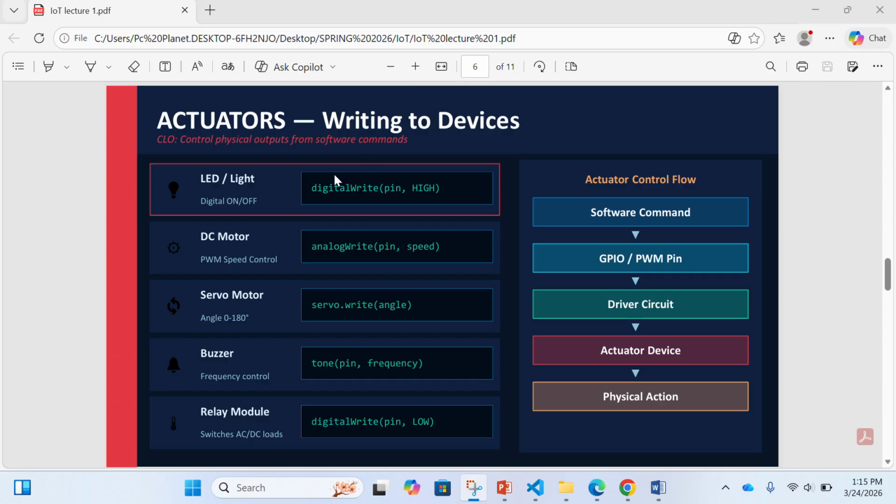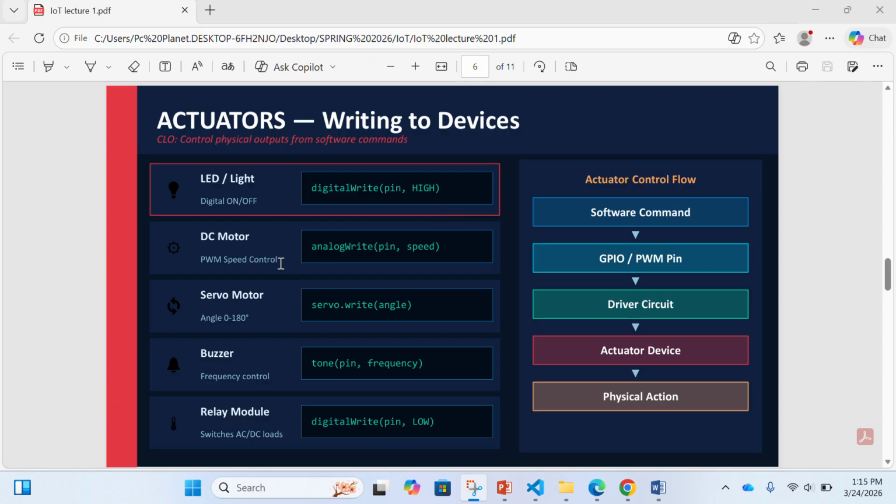So let us start with the detail of the LED light, digital on/off. The simplest actuator: a digital write high turns it on, low turns it off. Using PWM, pulse width modulation, with analog write, pin values 0 to 255 control brightness. The value 0 is completely off, 255 is full brightness, and 128 is approximately half. In a real smart system, smart LED strips like those used in the Philips Hue ecosystem use pulse width modulation to create millions of color combinations by independently controlling red, green, and blue channels. So the moral of the story is you can turn anything on or off by using this code, digital write. Pin is the pin number and high means the value you will set.